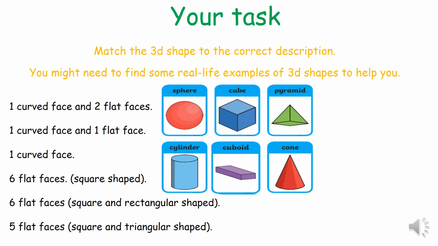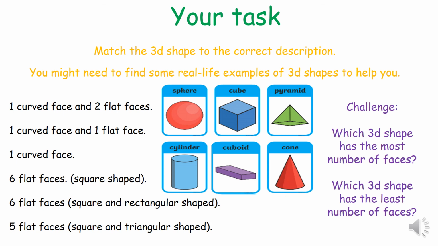And here are the 3D shapes. So each of these descriptions describes the faces of one of these shapes here. So they could be describing the sphere, the cube, the pyramid, the cylinder, the cuboid, or the cone. So you need to match the correct description to the shape. And then your challenge is, which 3D shape has the most number of faces? And which 3D shape has the least number of faces?